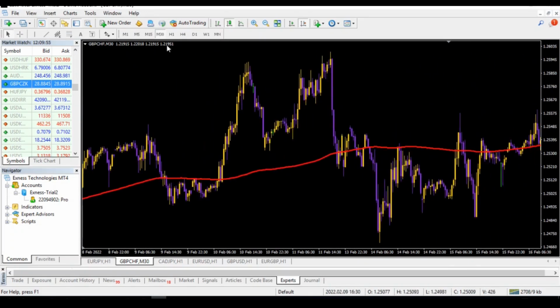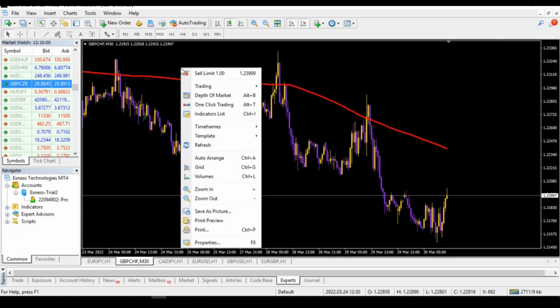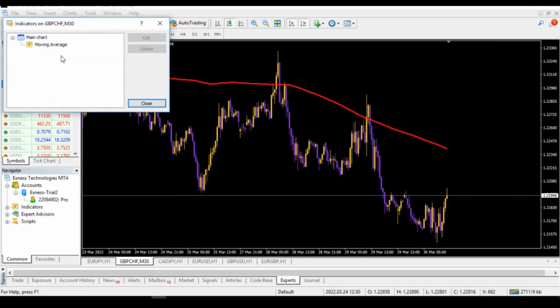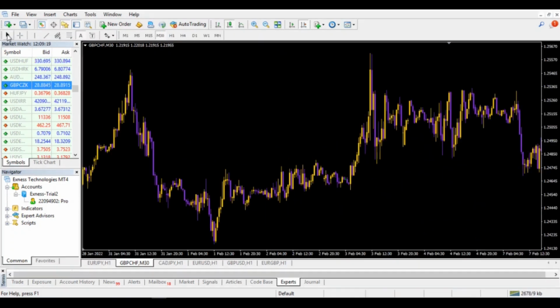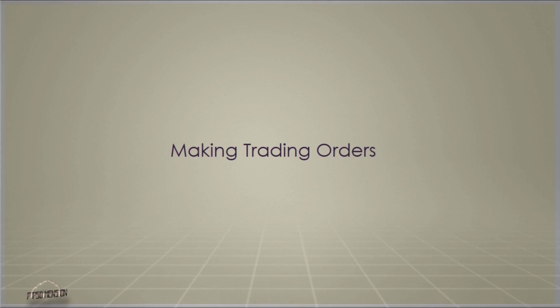Now, you can view your applied indicators from the indicator list options, and then you can decide to make modification or even delete the ones that you no longer want to see on the chart. Now, let us go to the most important objective for these tutorials on the trading platform: how to place a buy or a sell order.